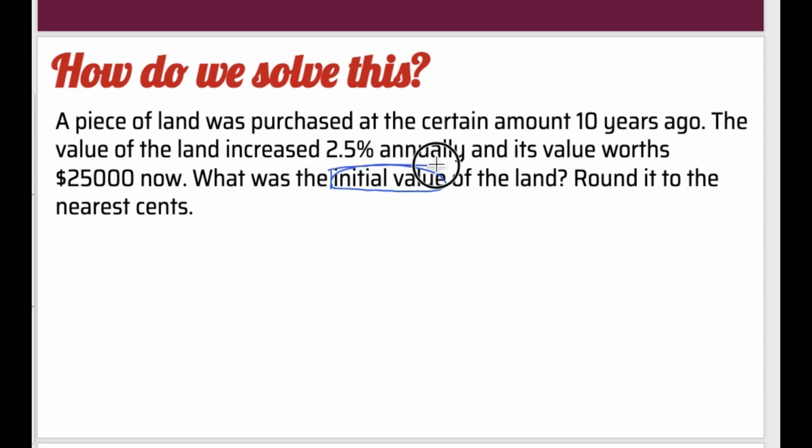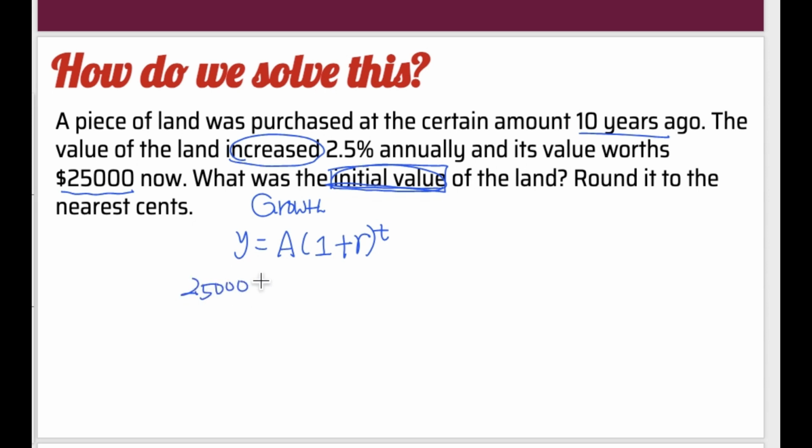So this time we are going backwards, using the given information to find the initial value. Based on the keyword "increased" here, we know we are going to use the growth model, which is a times 1 plus r to the t power. Now we plug in the values we know. The 25,000 now means the value after 10 years, so this is the final value, which is the y value here. The initial value is what we're looking for, so a will stay unknown.